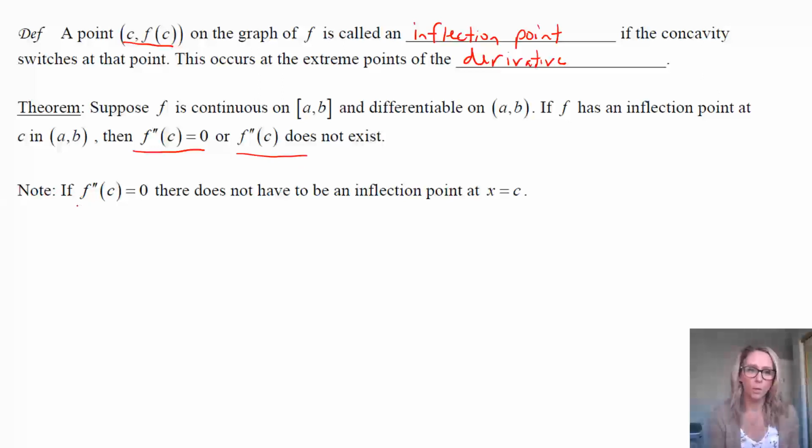Okay, and then a last note that if the second derivative equals 0, that doesn't imply that there has to be an inflection point. You still have to check and see if the concavity changes from, say, concave down to concave up, or you could even have concave up to concave down. You could have something like that. You could have concave down like this. You could have concave up like this. So those are all the things it can do.